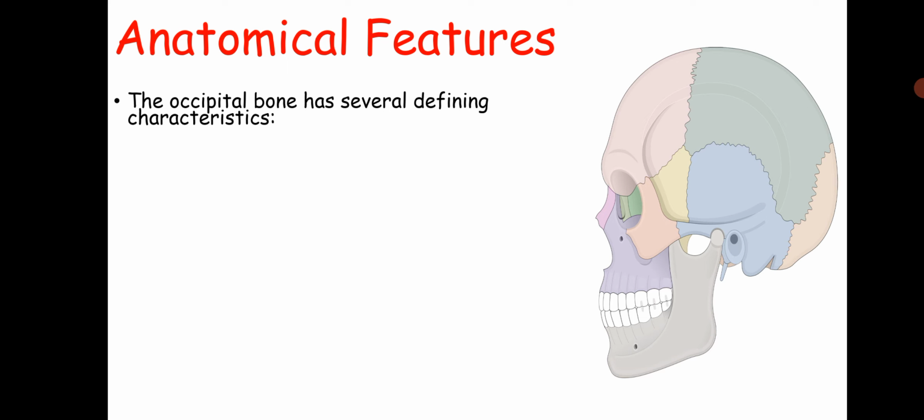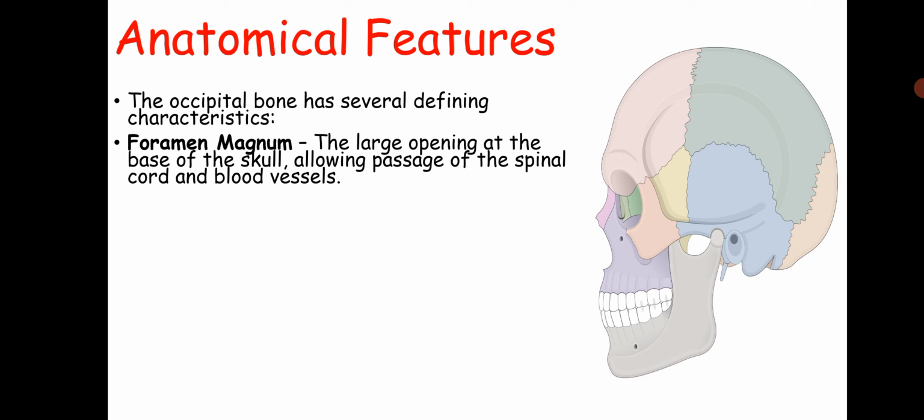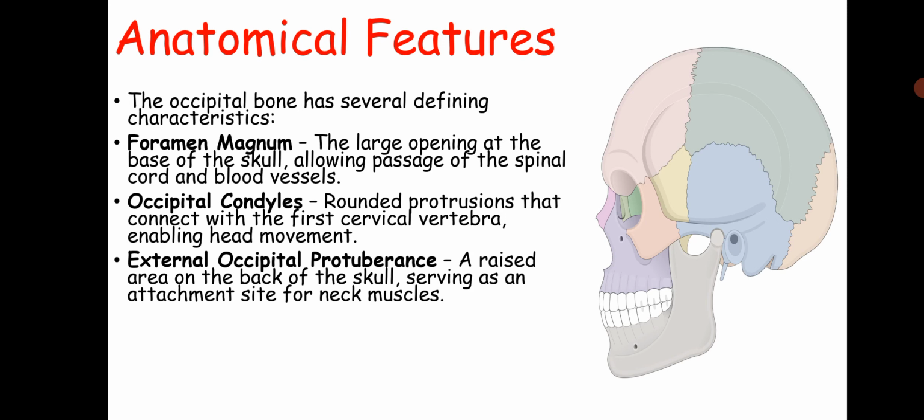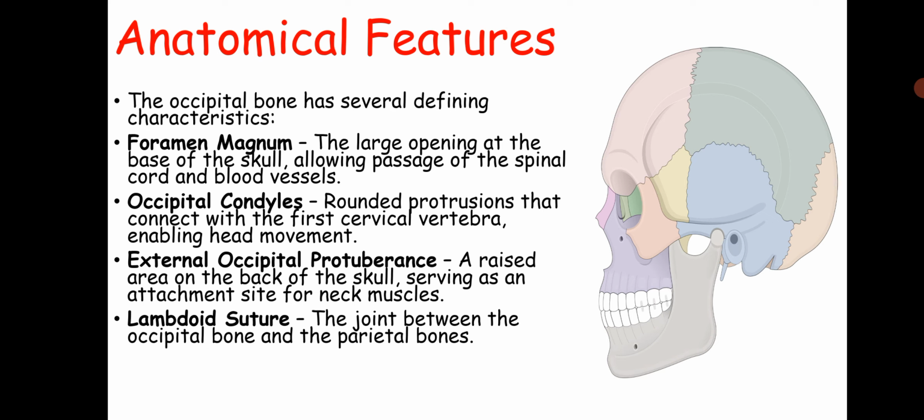Occipital bone has several defining characteristics. These include foramen magnum, that is a large opening at the base of skull that allow passage of spinal cord and blood vessel. Next feature is occipital condyle, that is rounded protrusion that connect with the first cervical vertebra enabling head movement. Next feature is external occipital protuberance, that is a raised area on the back of skull serving as an attachment site for neck muscle.